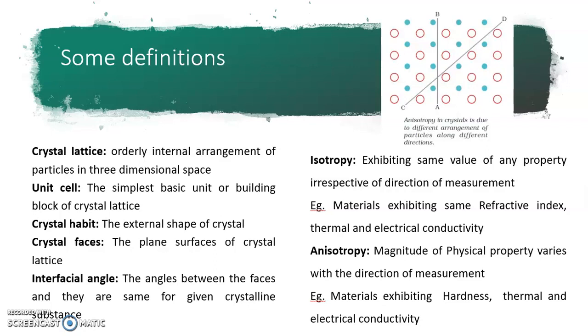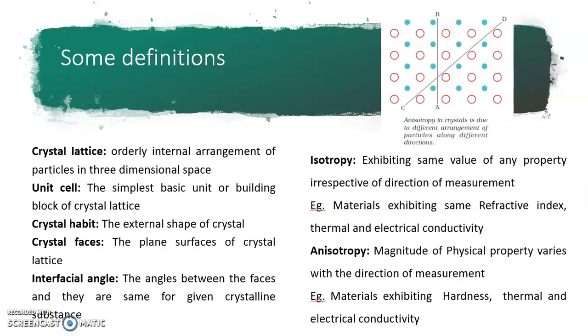So when the crystal lattices join together, they give the crystal certain external shape. It is referred as habit. Crystal faces, the plane surfaces of crystal lattice. Interfacial angle, the angles between the adjacent faces in the crystal lattice structure, and they are same for a given crystalline substance. Now two more properties which we need to understand is isotropy and anisotropy.